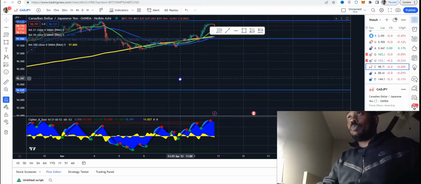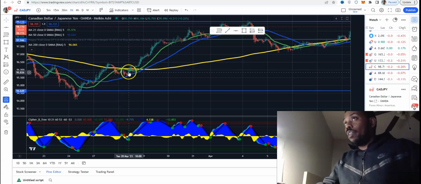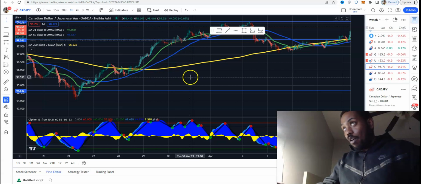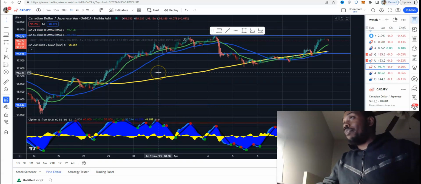So if we take a look specifically right here, we came up, we were playing around with it, we came through, we got our support right here. This, in my book, would have been a great entry point into the market for a long position. And then now, of course, you get the 21 and the 50 moving above this.